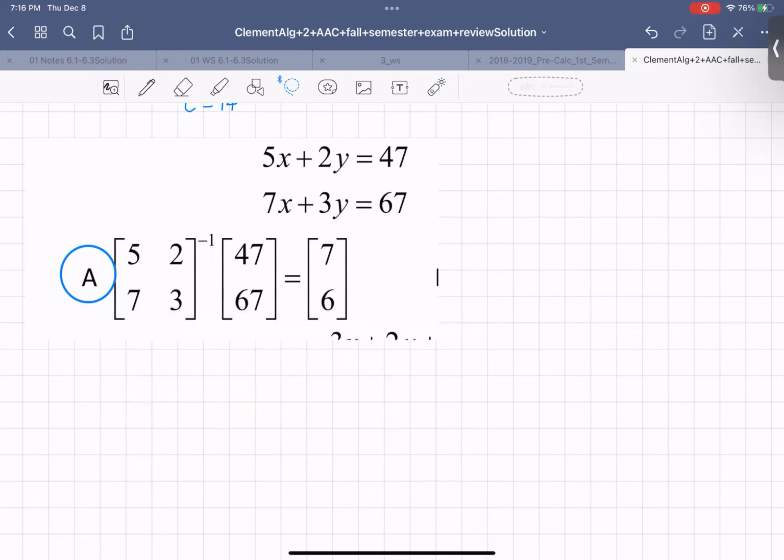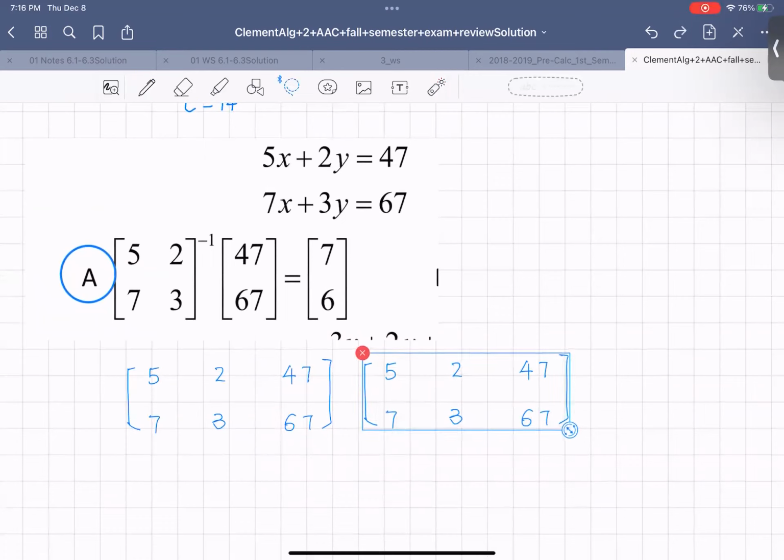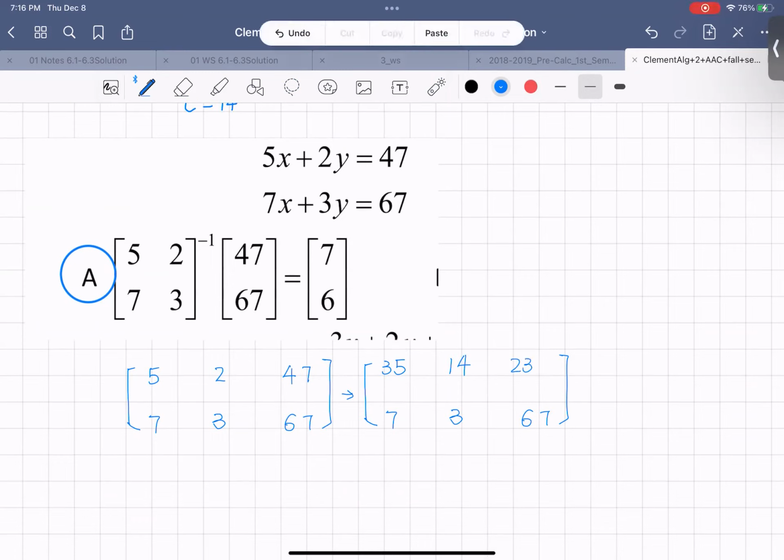So we are going to multiply the first row by 7. Okay, so this by 7. 35, 14, and then 235. Really? By 7. Oh, 7.